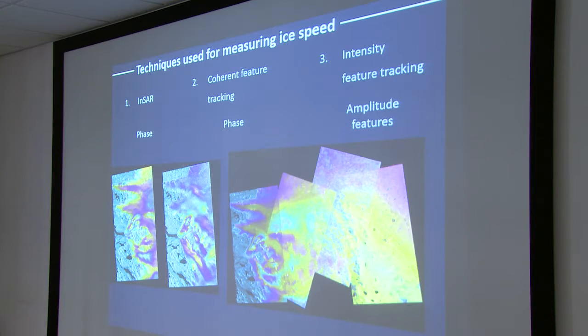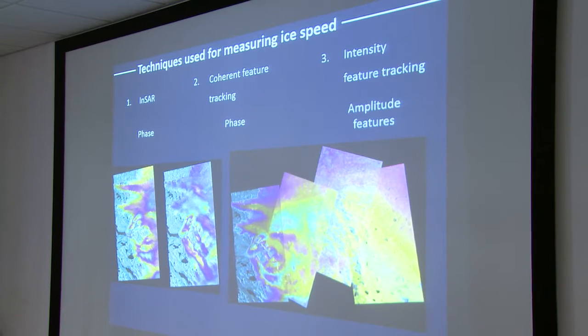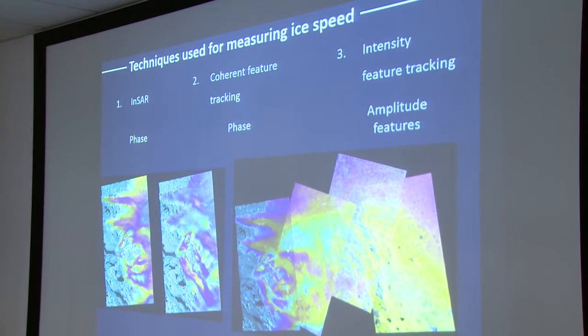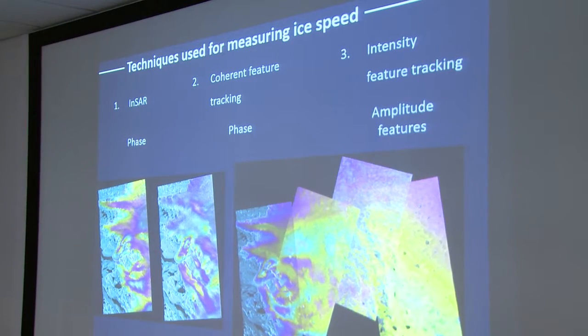I just want to run through very briefly the techniques that can be used to measure ice speed. You've seen interferograms, and I went through the process of how they're computed this morning, so I'm not going to go into that in any more detail. The main thing to note is that it uses the phase information to measure ice speed, so it's a coherent technique. There is also a type of feature tracking that uses the phase information, called coherent feature tracking. We won't be using that today, but what we will be using is intensity feature tracking.